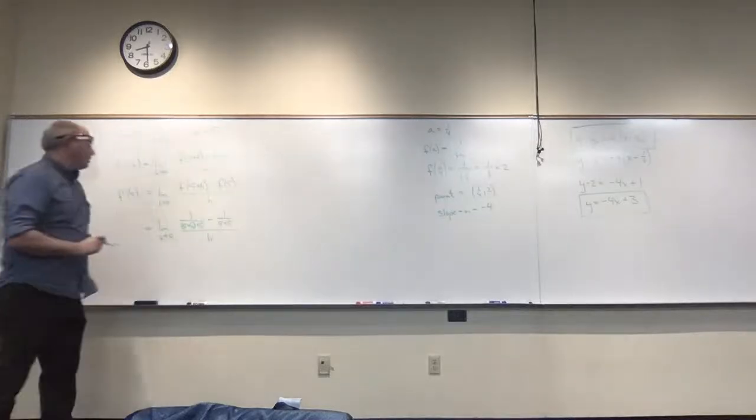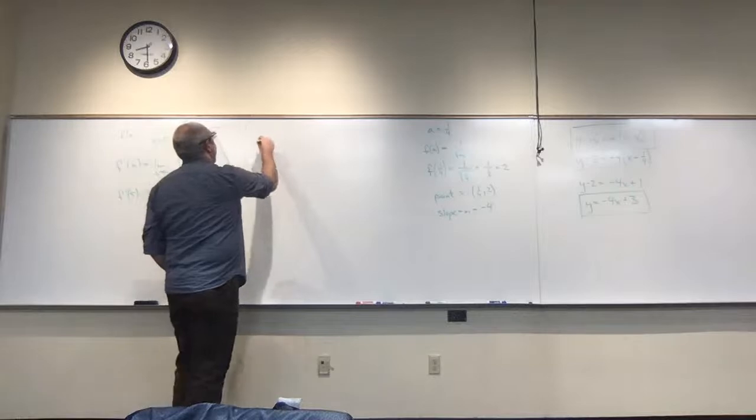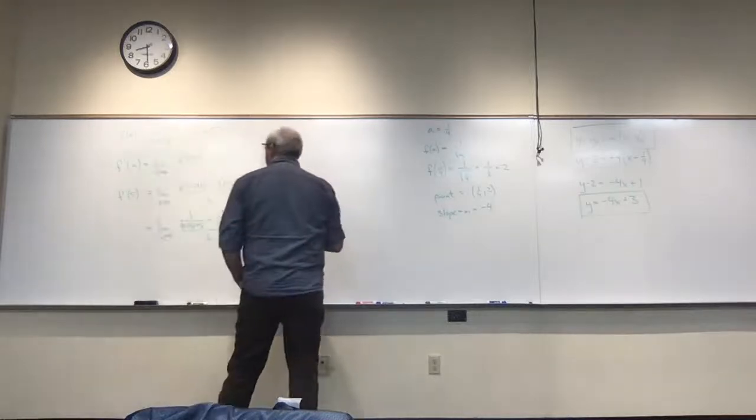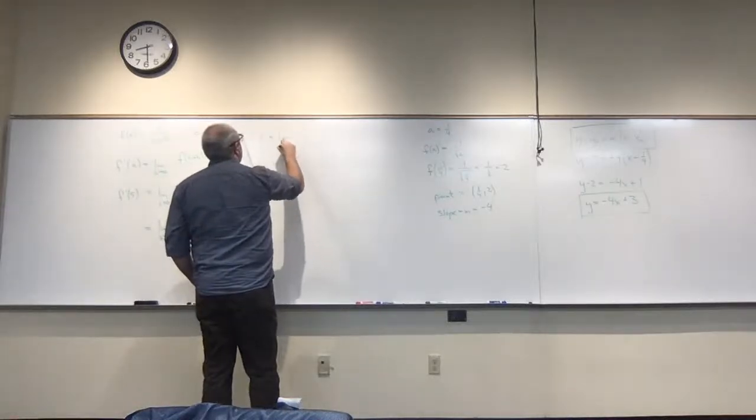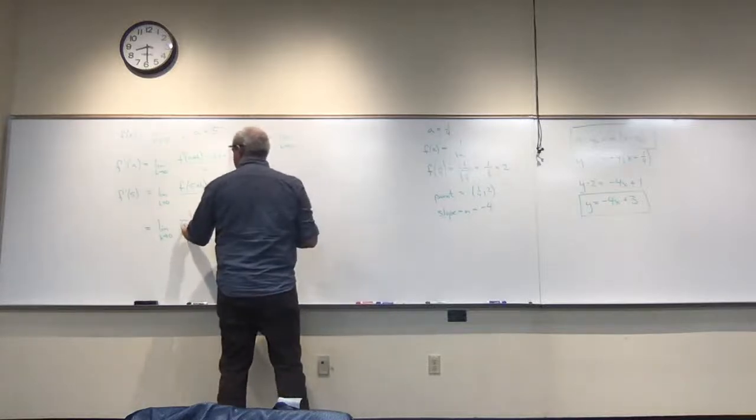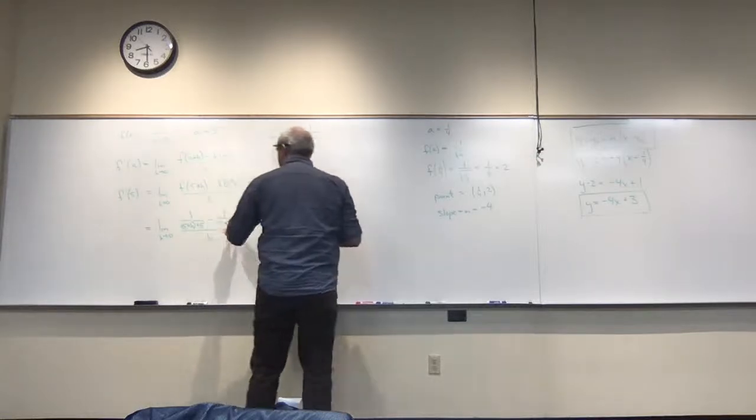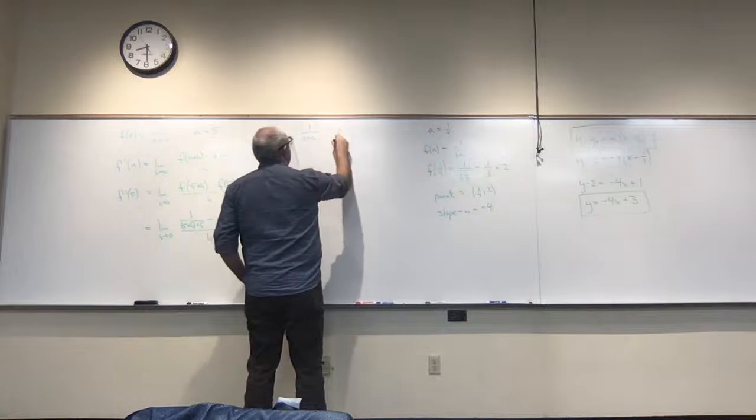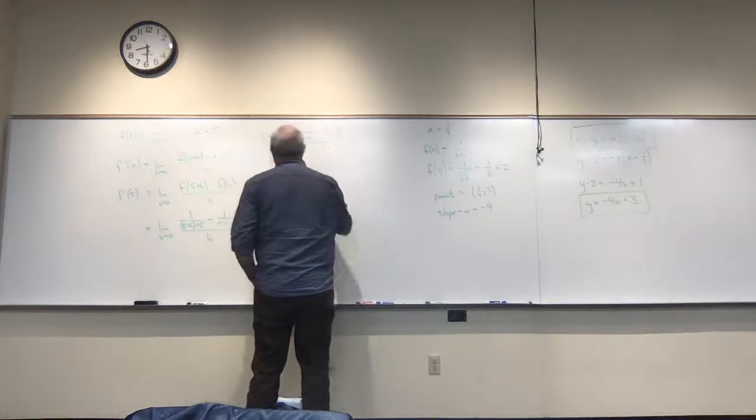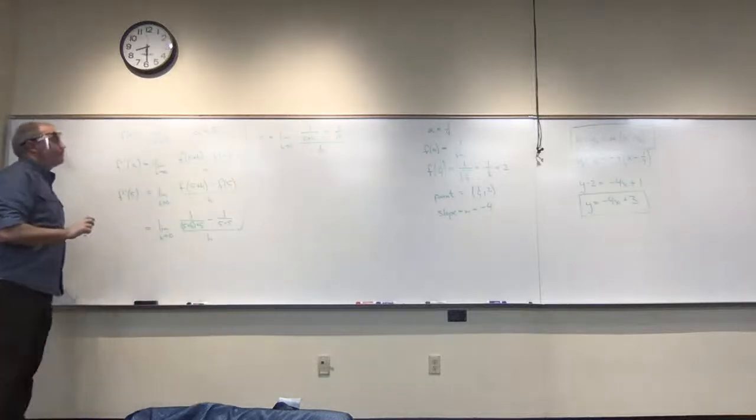We could simplify this a little bit just to make it a little cleaner. So I'll move up here. This is equal to the limit as h goes to 0 of 1 over 10 plus h, minus 1 over 10, divided by h.